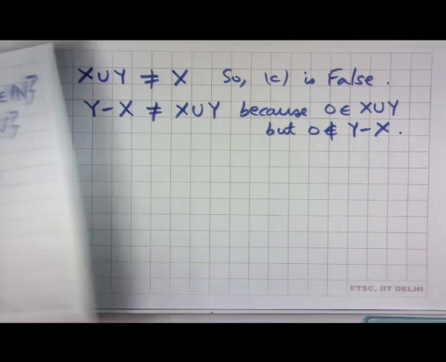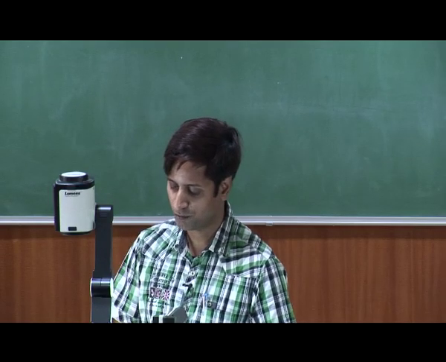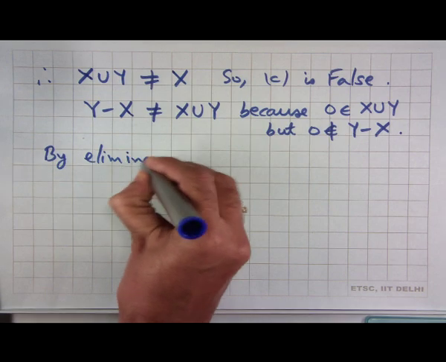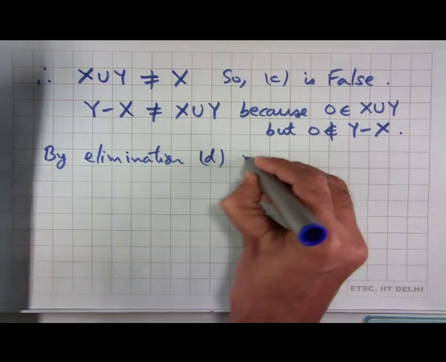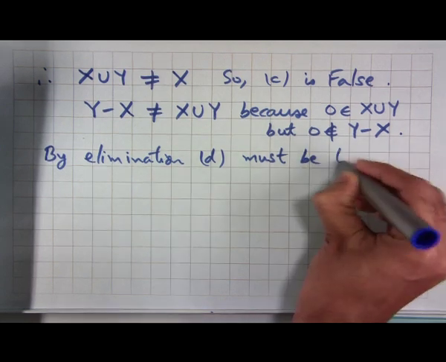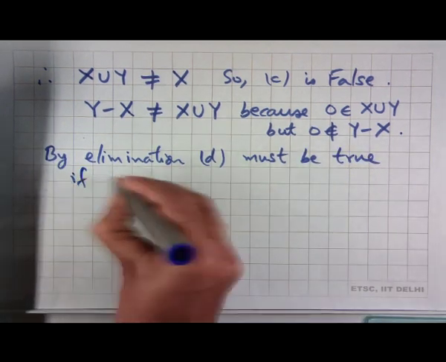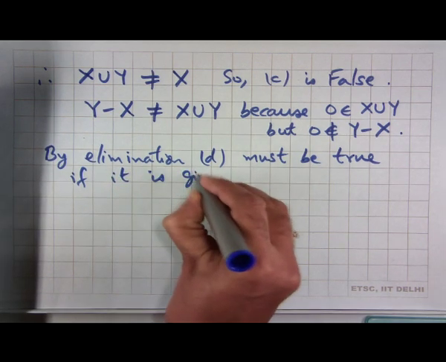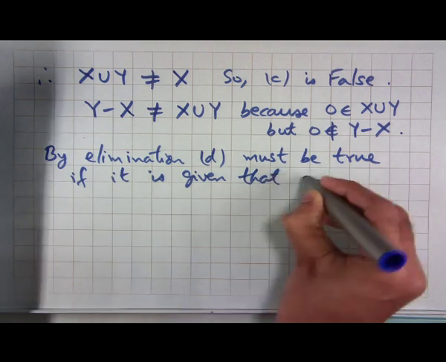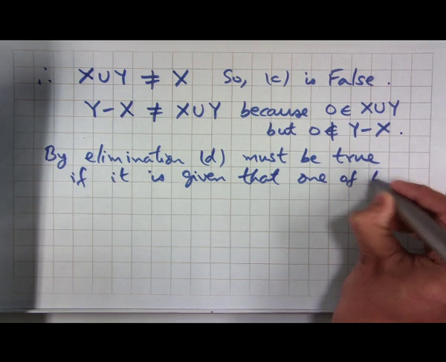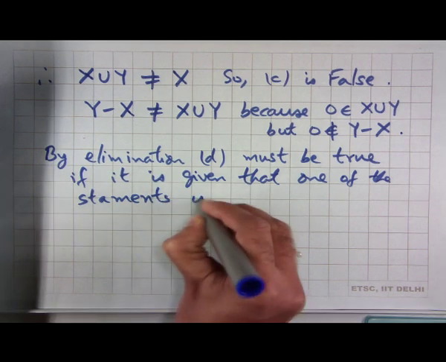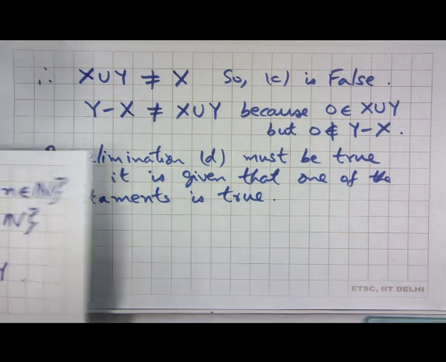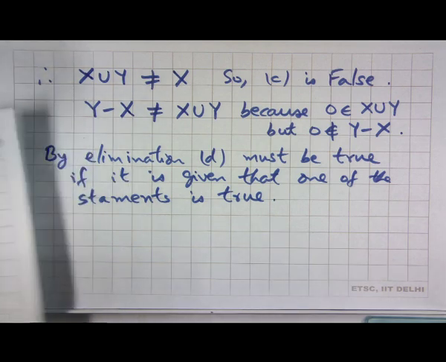So, if you are doing this multiple choice question, the only thing left is, by elimination, D must be true, if it is given that one of the statements is true. But let us try to prove this.